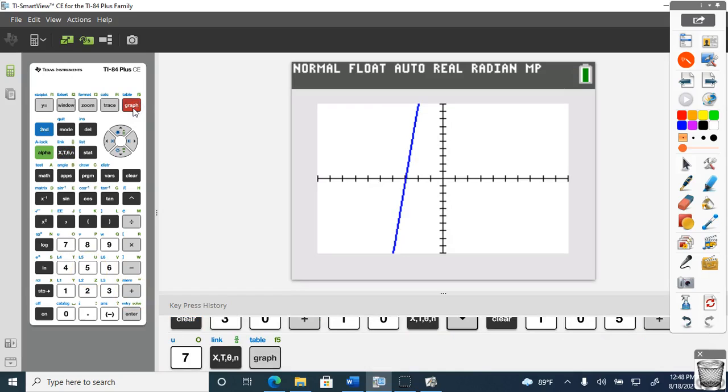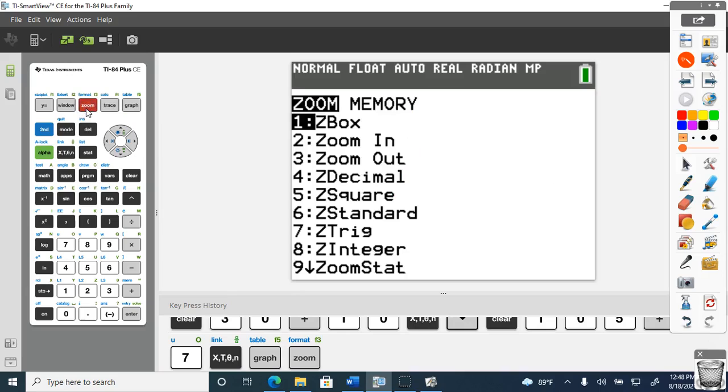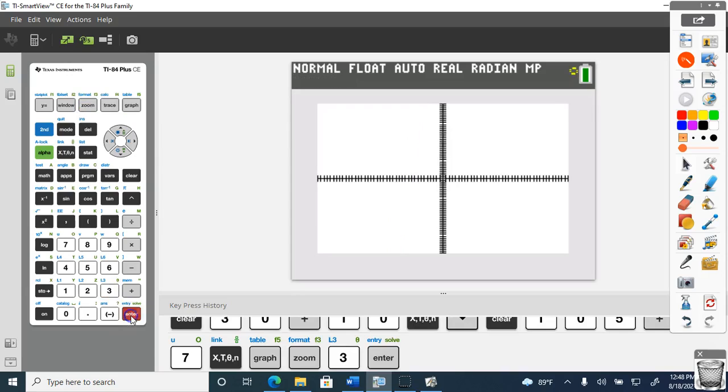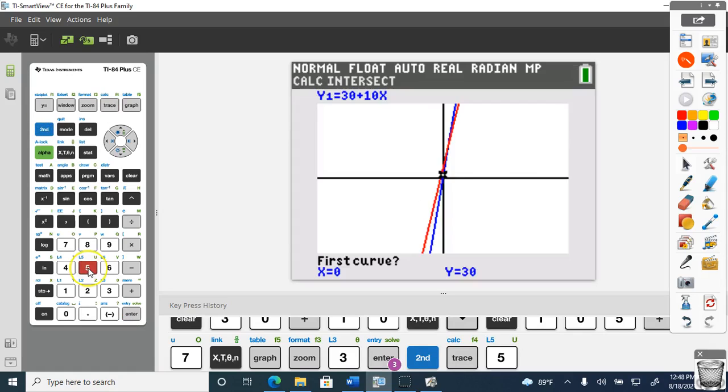And can I see their intersection? No, so I need to zoom out. Zoom out is number 3 and hit enter until I can see them intersect. Enter again. One more time. Hey, they're intersecting. Yay. Now I hit second trace. Number 5. Enter, enter, enter. How many students got to go? 25 students have to go.